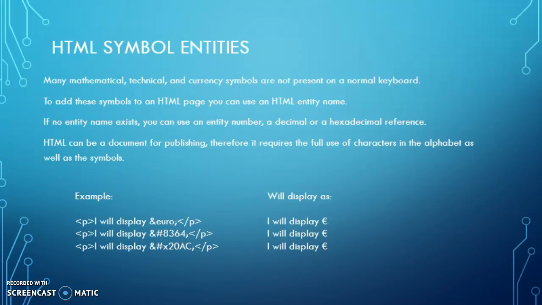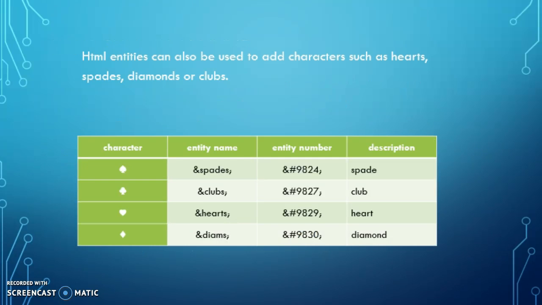In the example to the left, under example, that's what we would enter into brackets. In the example to the right, under the statement will display as, that's what will be seen in the web page. HTML entities can also be used to add characters such as hearts, spades, diamonds, or clubs. And again, I have included the entity name, or you can use the entity number.